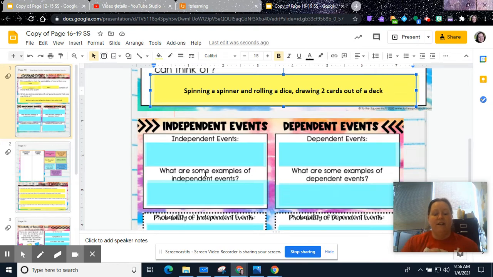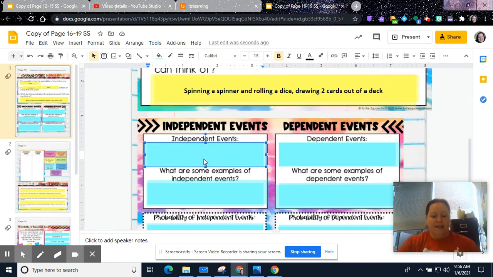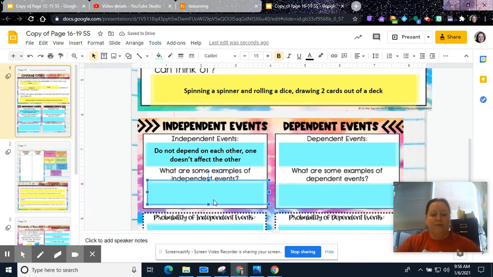Independent events have nothing to do with each other. It's like spinning the spinner and then flipping the coin. It doesn't matter what happens on the spinner. You could get either thing on the coin. So independent events do not depend on each other. One doesn't affect the other. So examples of this would be a spinner and a coin.